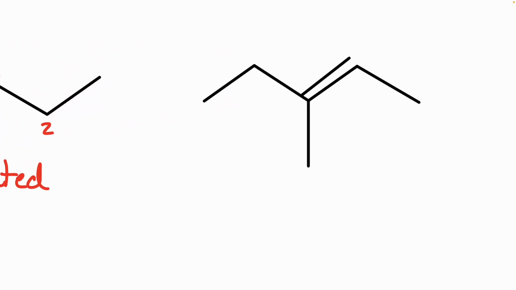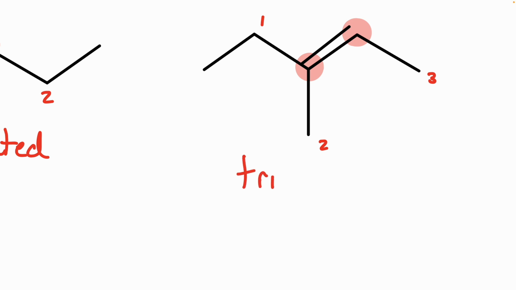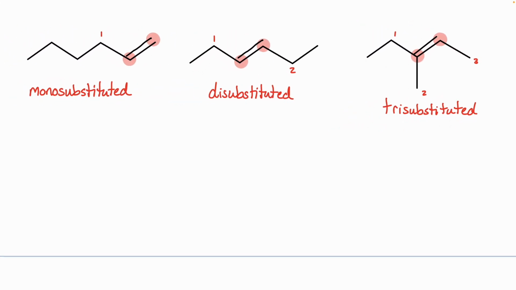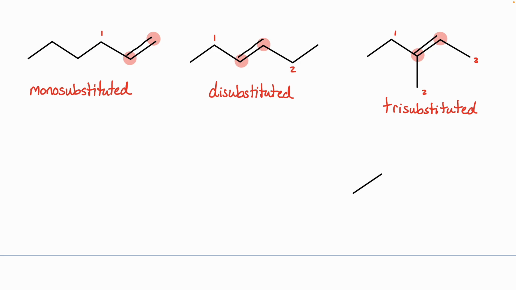All right, what about this one here? We're gonna count our neighbors, right? These are my two sp2 hybridized carbons, and I need to count. We got 1, 2, 3 carbon neighbors, so this would be a tri-substituted. And then lastly, the most stable would be your tetra-substituted, or where all of your sp2 hybridized carbons have carbon-carbon bonds.